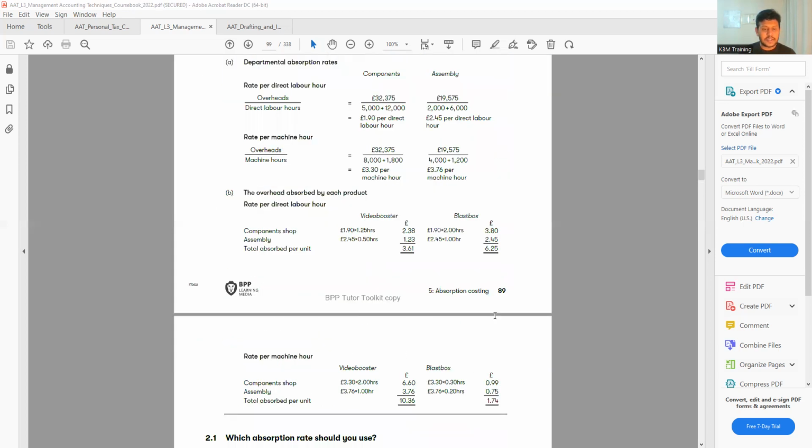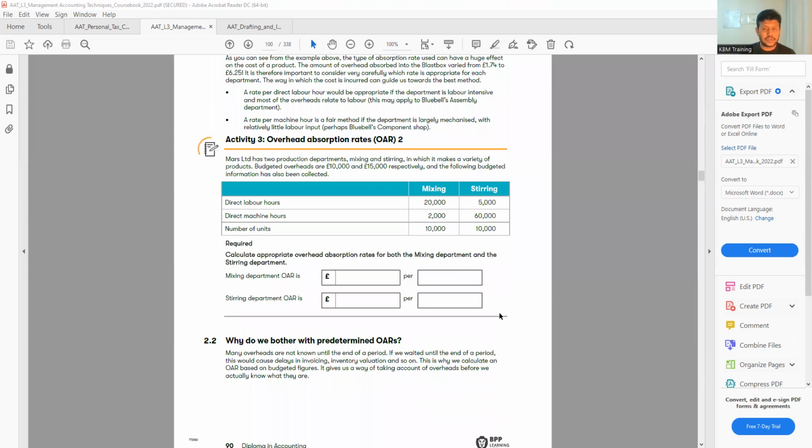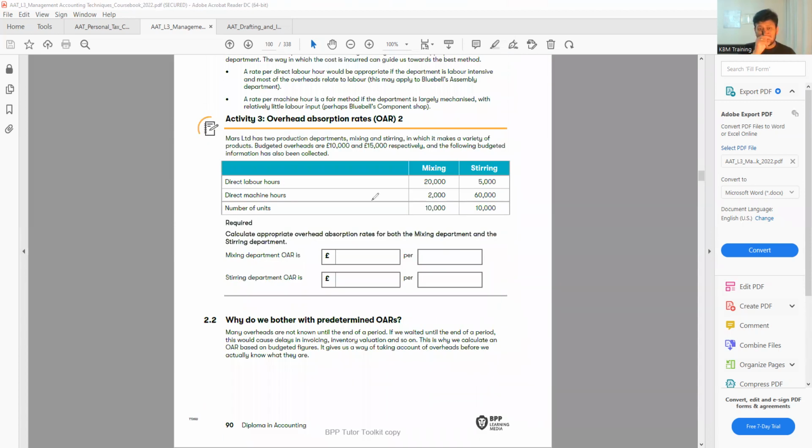Then we have some formula here, some example, but we will do the question straight away because we know how to do it. So let's have a look at this one. It's activity 3, overhead absorption rate, OAR 2. Mars Limited has 2 production departments, mixing and string, in which it makes a variety of products. Budgeted overheads are 10,000 and 15,000 respectively, and the following budgeted information is also given. So we have an overhead 10 and 15, so 10 and 15 is total 25,000.